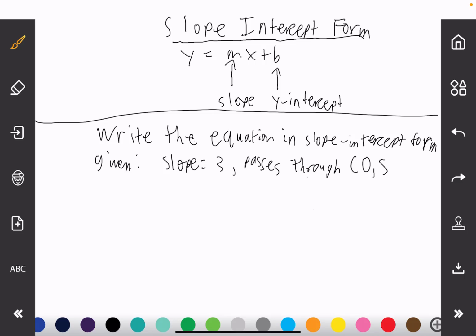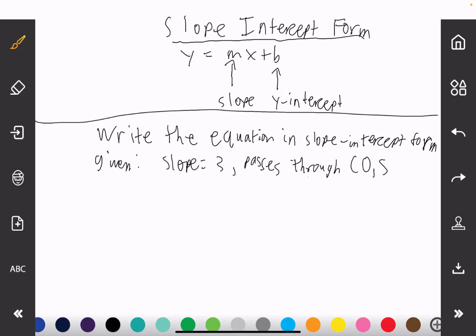Hello everyone, today we're going to be going over slope-intercept form. Slope-intercept form is very important. You may use it when converting an equation into a graph. You may also use it when you want to convert a graph into an equation. And overall, it's the most common formula, so you'll need to know this one.